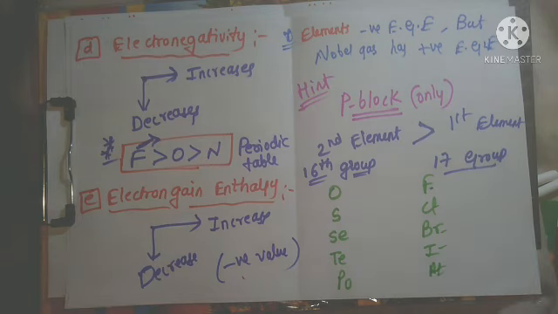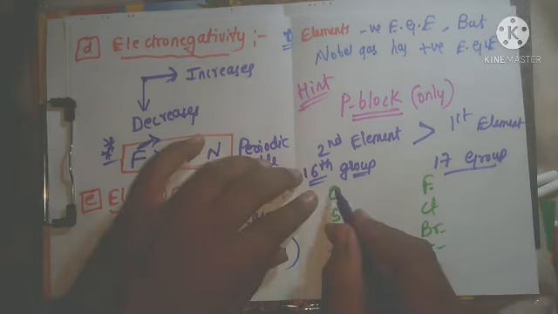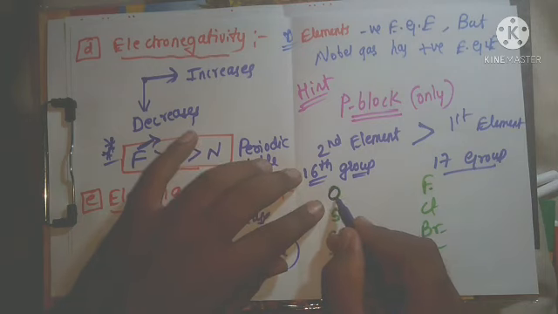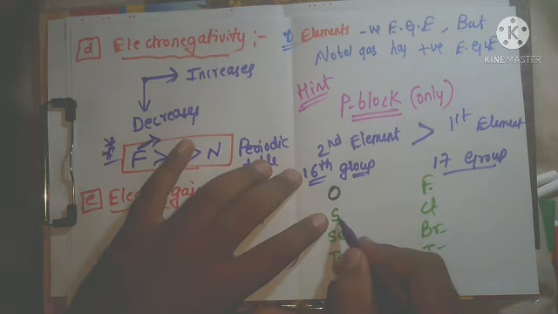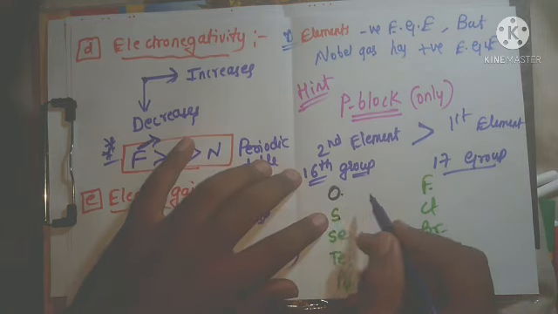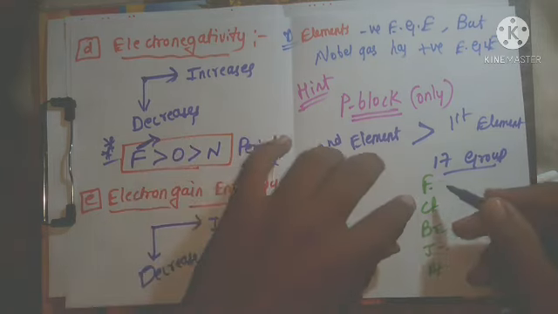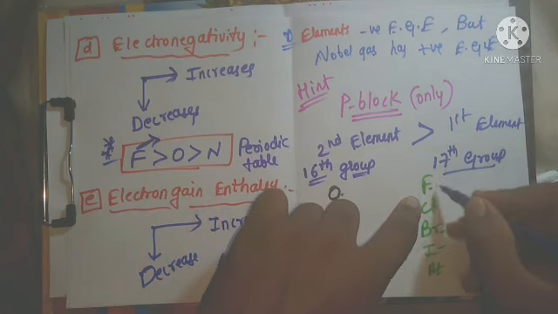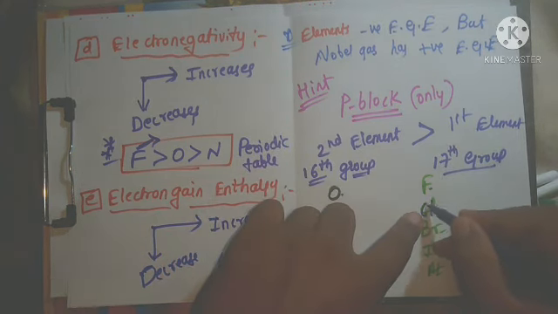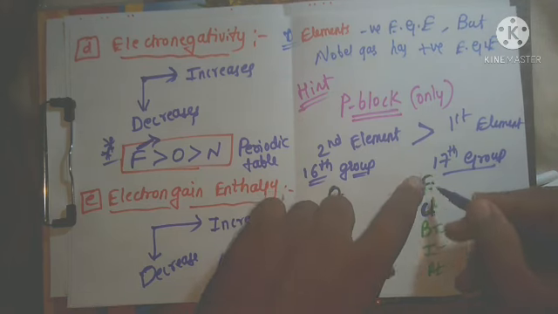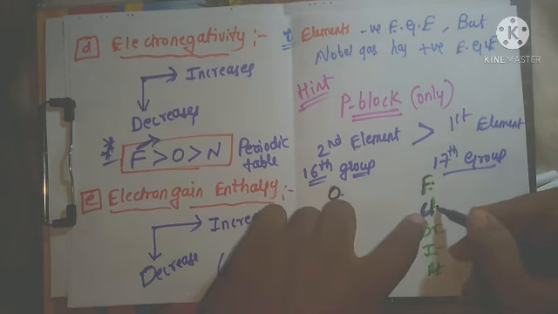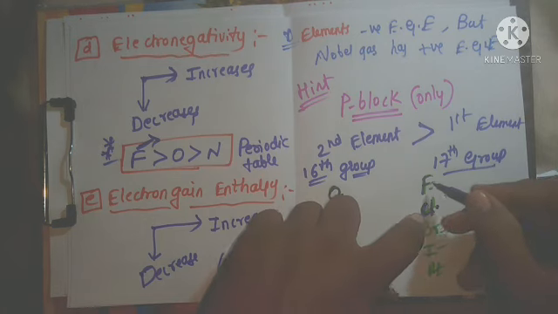Now, just to check the order: oxygen is the first element in the 16th group, and sulfur is the second element. Therefore sulfur has more electron gain enthalpy than oxygen, right? Next, in the 17th group, chlorine is the second element and fluorine is the first element. Therefore chlorine has more electron gain enthalpy than fluorine.